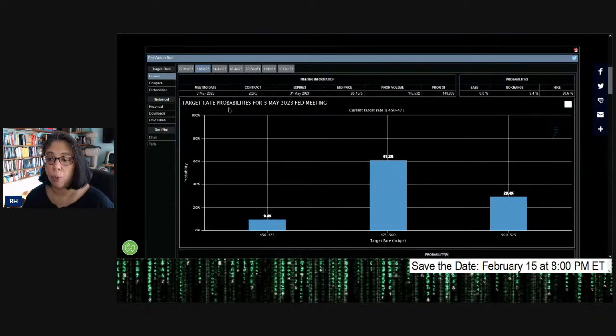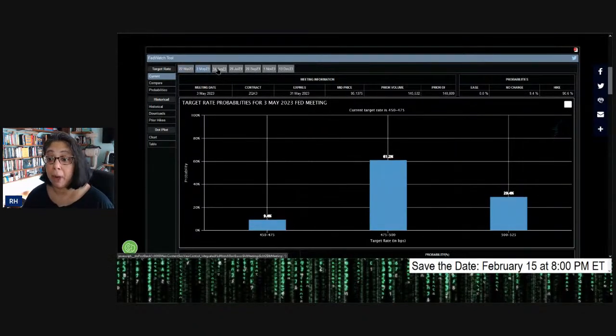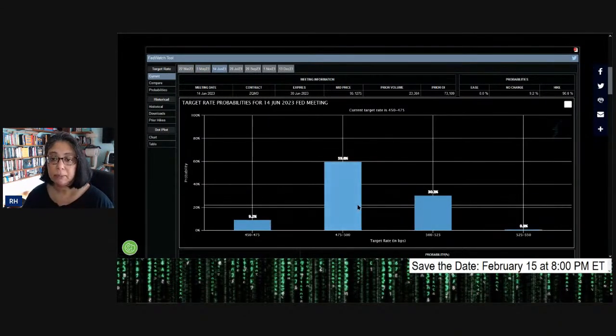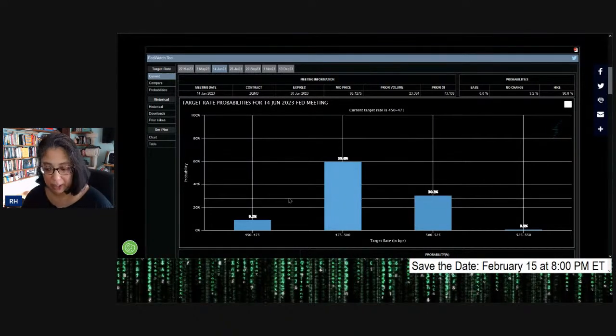We are still widely accepting that we will hit the likely peak rate of 4.75% to 5% by March, likely hold in May, and likely hold in June. I say likely, that is the probability, but there is a sneaky little possibility that we might get one more quarter point hike.